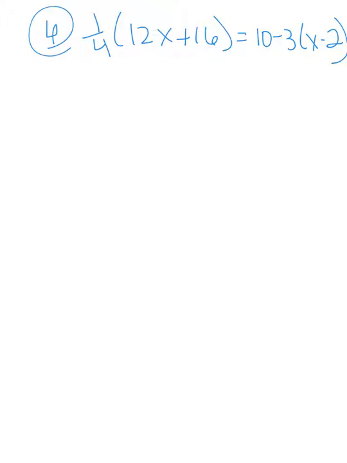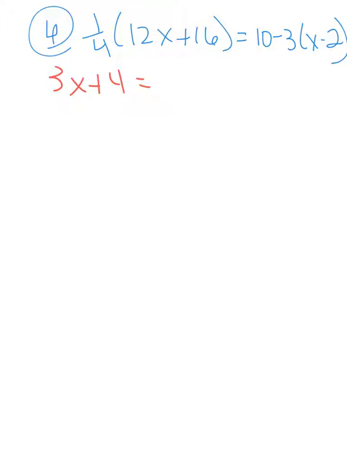In our next problem, we have 1/4 times the quantity of 12x plus 16 is equal to 10 minus 3 times the quantity of x minus 2. So again, this problem is a little bit longer. We have a fraction in the front, which usually makes students nervous, but I always say, well, what would you do if it were a 2 or a 3 or a 5? And you would just distribute. So 1/4 times 12x is going to get me 3x. 1/4 times 16 gives me positive 4. So just by distributing, I was able to clean that up and get rid of my fraction, is equal to.